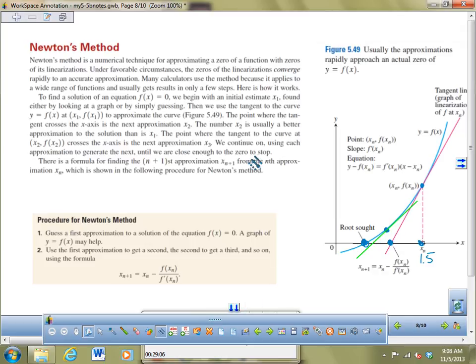Yes? Then it takes that point right here, plugs it in, and finds the equation of the tangent line at that x value, okay? And as you can see, I get very, very close to the actual place where that curve has a zero.